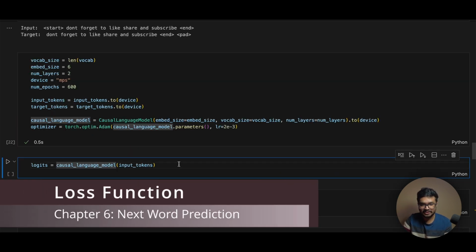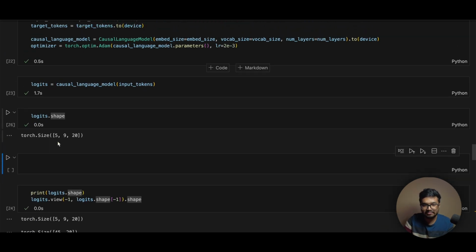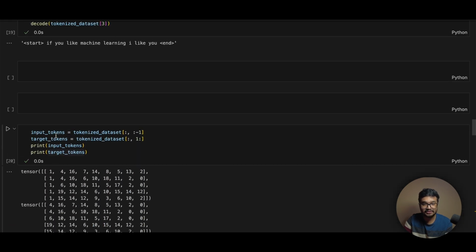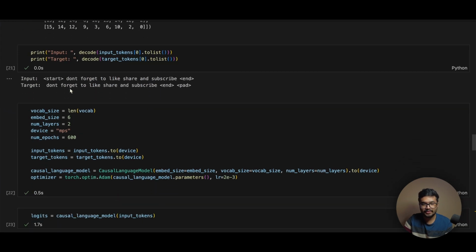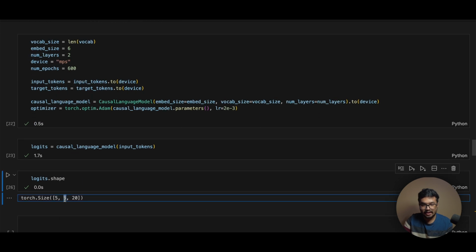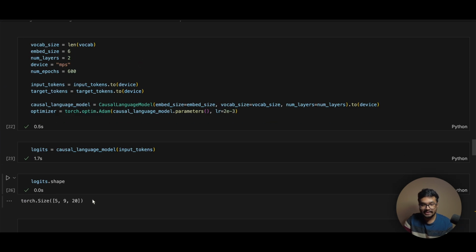Finally, the only thing remaining to train the model is to define a loss function. Well, to define a loss function, let's input some tokens into our causal language model. Now we have the logits. So the shape is 5, which is the batch size because we had 5 input strings here. And then we have 9, which is basically the sequence length, and this 20 is the size of our vocabulary.